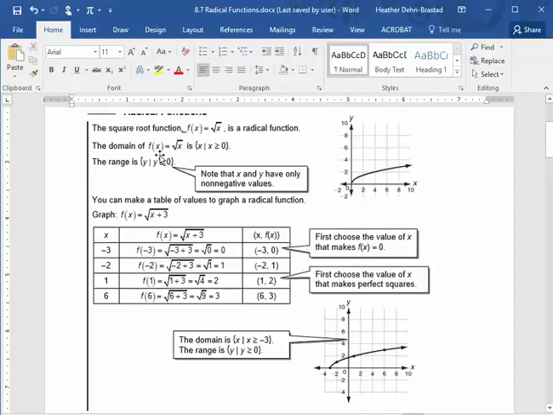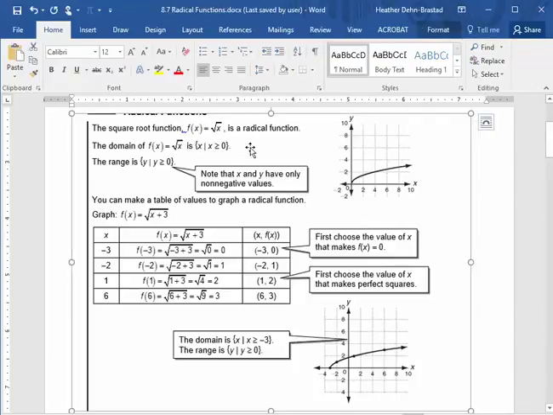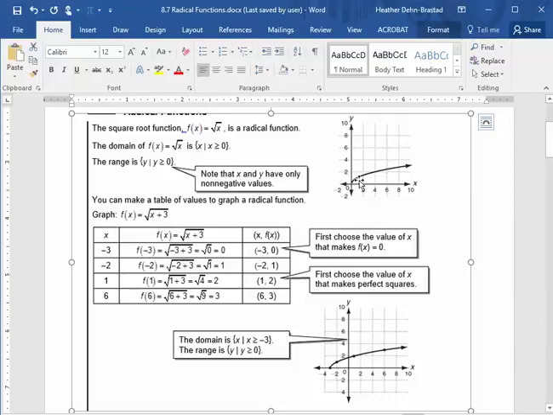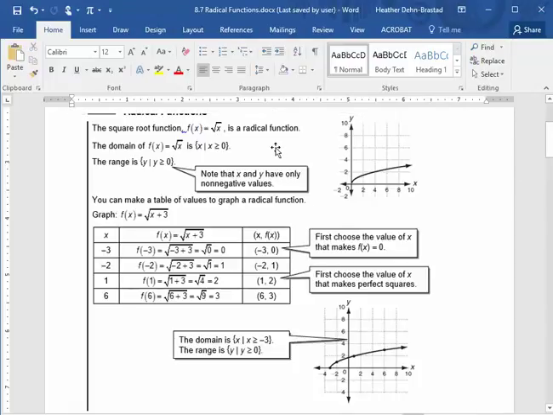The domain of the parent function is that x has to be greater than or equal to 0. We're only going to use positive numbers for x because if you take the square root of a negative number, you get an imaginary number. We're not going to use that as part of our domain. The range is also that y will be greater than or equal to 0. For any of those positive x values, you'll get a positive number when you take the square root of it when we graph it.